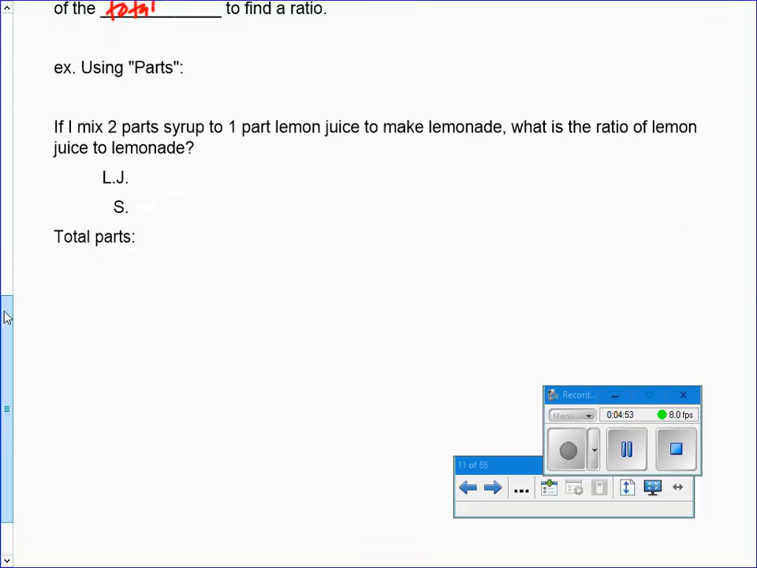So if you were to see a problem like this, we'll just go through how this works. If you mix 2 parts syrup, 1 part lemon juice to make lemonade, what is the ratio of lemon juice to lemonade? Alright, this is why this is a little bit tricky. So if we think about we're mixing 1 part lemon juice to 2 parts syrup, there's 3 parts total, which means the ratio of lemon juice to our total lemonade is actually 1 to 3. Alright, it's a little bit confusing because that 3 doesn't show up anywhere. We have 1 part to 2 parts, but that 1 part makes up 1/3 of the total ratio.